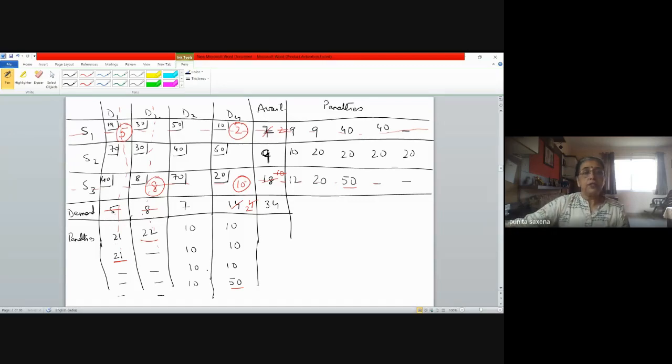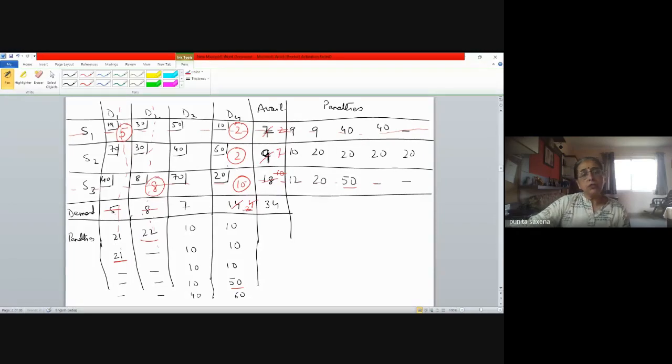Look at this. The first row has got exhausted. The penalty here is 40 and here is 60. So we choose the one with the maximum penalty, which happens to be 60. We have only one cell left here where allocation can be made, and that has to be a choice between 2 and 9. So we allocate 2 here. This gets exhausted. We are left with 7 units.